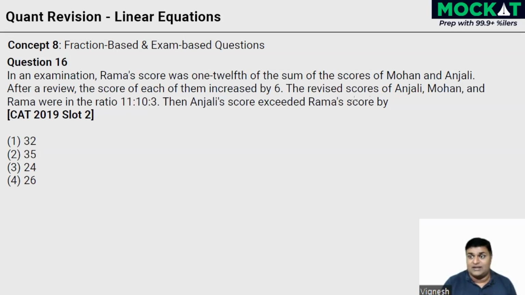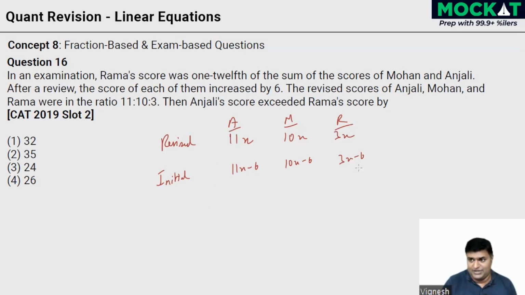So in this, the revised scores are what are given, and that can be written in one variable, 11x, 10x, and 3x over here. And what is that? That's for A, M, and R. What were the initial scores before the review? Right? Initial scores before the review, everybody's was increased by 6 to come to this. Subtract the 6: 11x minus 6, 10x minus 6, and 3x minus 6. And what do I know over here? Rama's score was 1/12 of the sum of scores of Mohan and Anjali initially.